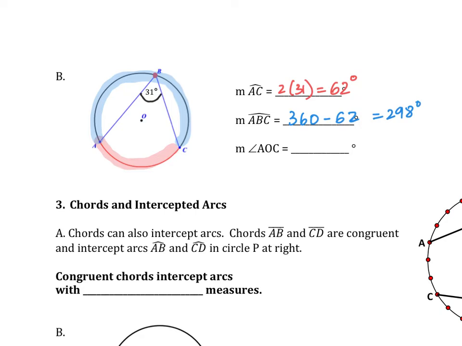Now in order to find the measure of angle AOC, as you can see, angle AOC is a central angle, so that will be equal to the intercepted arc AC. The intercepted arc AC is 62, so the measure of the angle AOC is 62 degrees as well.